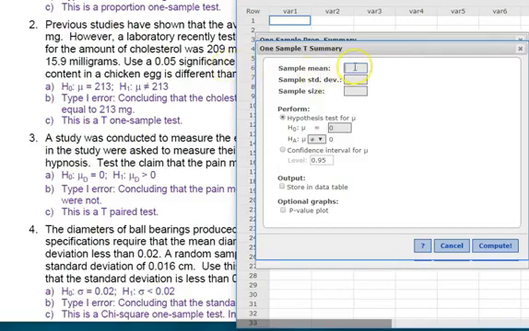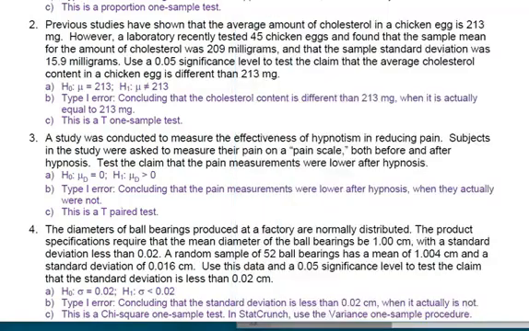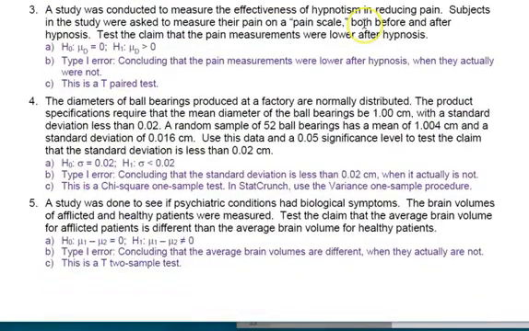Notice how it fits the information that we have. So it's asking for a sample mean, sample standard deviation, and a sample size, which we were given all those things in the problem. And here's what our hypothesis tests are supposed to look like. If we were doing this in StatCrunch, we would make that a 213, and we would leave this as a not equal to. Let's look at number 3. In this one, subjects were asked to measure their pain on a pain scale both before and after hypnosis.